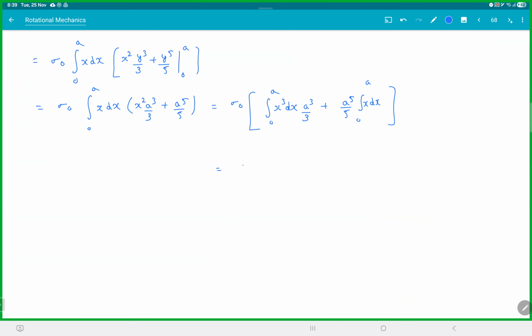So integrate this again. Sigma naught x cube dx will be x power 4 by 4 a cube by 3. Limits will go from 0 to a, plus a power 5 by 5 x square by 2. Limits will go from 0 to a. Actually, I could have given 0 to a and 0 to b. I could make it a rectangle. No, but I hope you got the point anyway. So should I make it a rectangle?